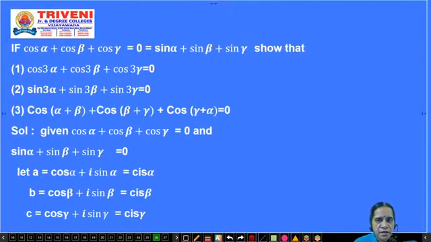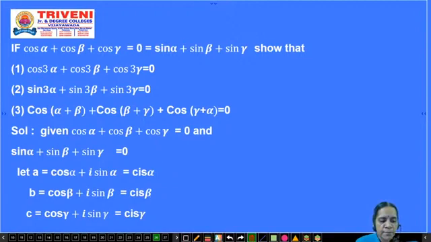Third one is cos of alpha plus beta plus cos of beta plus gamma plus cos of gamma plus alpha is equal to 0. Then they have given the value of cos alpha plus cos beta plus cos gamma is equal to 0 and sin alpha plus sin beta plus sin gamma is equal to 0. Then take the value of A is equal to cos alpha plus i sin alpha, that can be written as cis alpha. B is equal to cos beta plus i sin beta, that is equal to cis beta, and C is equal to cos gamma plus i sin gamma, that is equal to cis gamma.